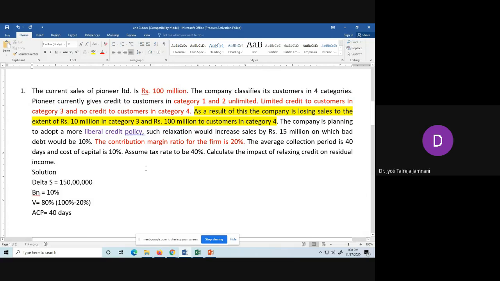And the cost of capital is 10%, which is nothing but the value of K, the after-tax cost of capital, which is also given as 10%. Assume a tax rate of 40%. So my T value is 40%. Calculate the impact of relaxing credit on residual income.